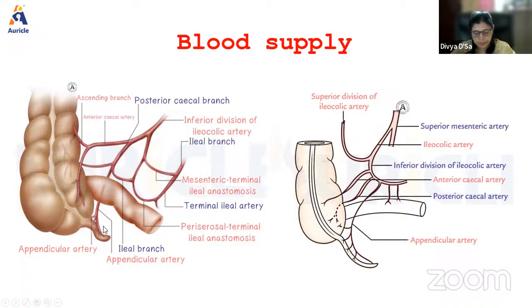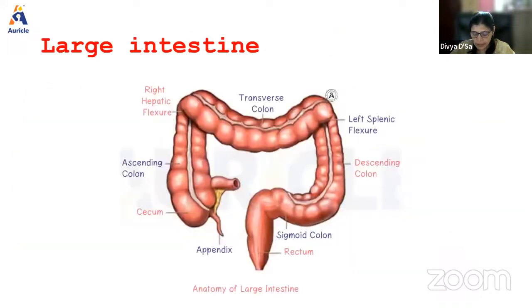Okay, so venous drainage is into the superior mesenteric vein. So corresponding artery, corresponding vein, and into the superior mesenteric vein. Lymphatic drainage is into the superior mesenteric group of lymph nodes. So the parasympathetic nerve supply will be by the vagus, okay, and sympathetic is derived from the superior mesenteric plexus.